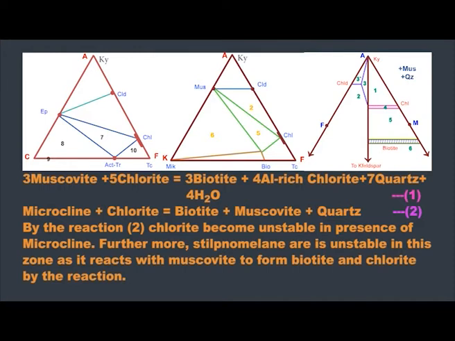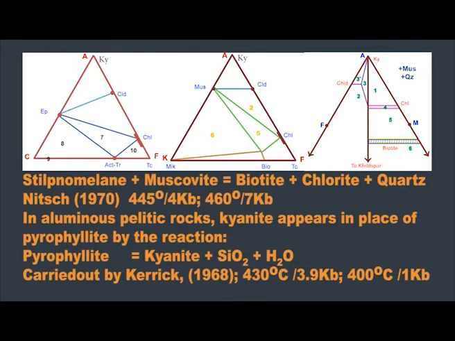Furthermore, stilpnomelane is unstable in this zone as it reacts with muscovite to form biotite and chlorite, by the reaction stilpnomelane plus muscovite give rise to biotite plus chlorite plus quartz. Nitsch 1970: 445 degrees centigrade at 4 kilobar, 460 degrees centigrade at 7 kilobar.